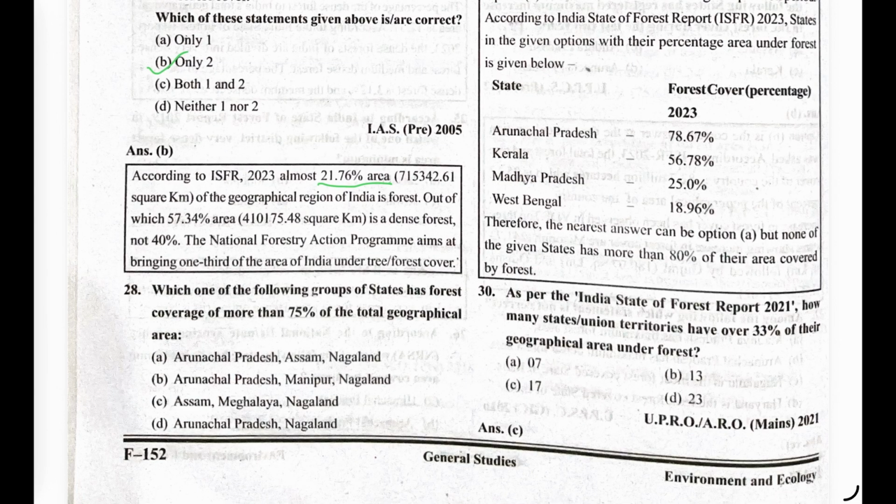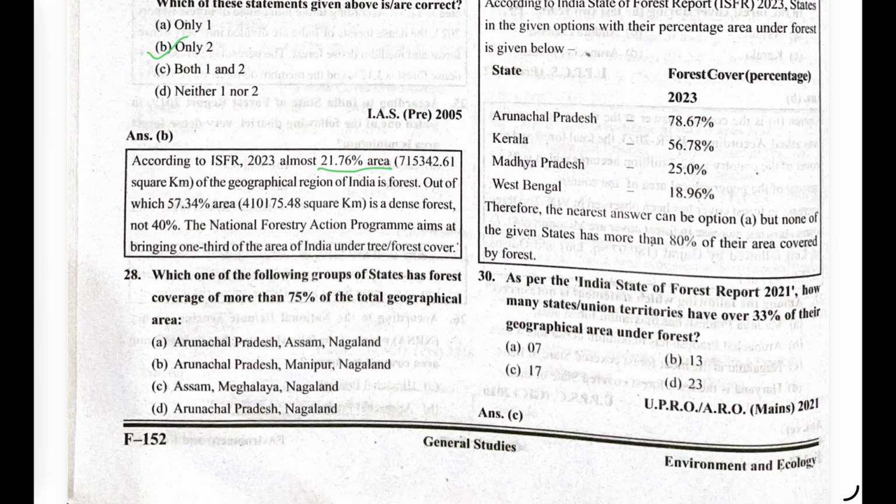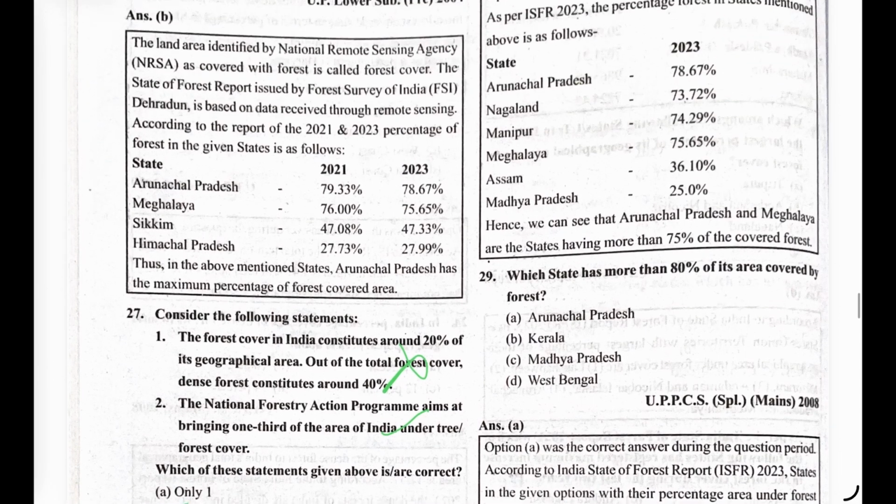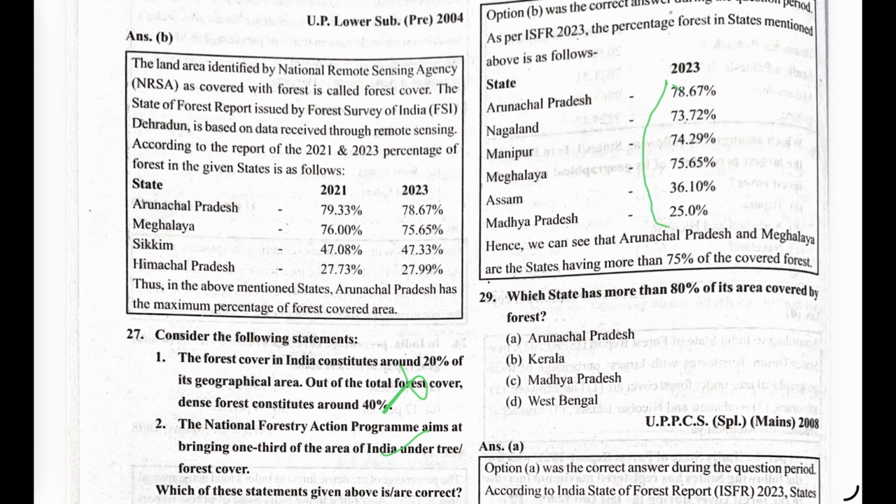Which one of the following groups of states has forest cover of more than 75% of the total geographical area? That is Mizoram, Arunachal Pradesh. You can cancel this option because there is no Arunachal Pradesh in it. Assam has less, Manipur has more. So Assam, Arunachal Pradesh, Manipur, and Nagaland is the correct option. You can see here Arunachal Pradesh, Nagaland, and if we talk about Mizoram, it is 85%. So Mizoram, Arunachal Pradesh, Nagaland, Manipur. You can just remember these four. I have already told this.